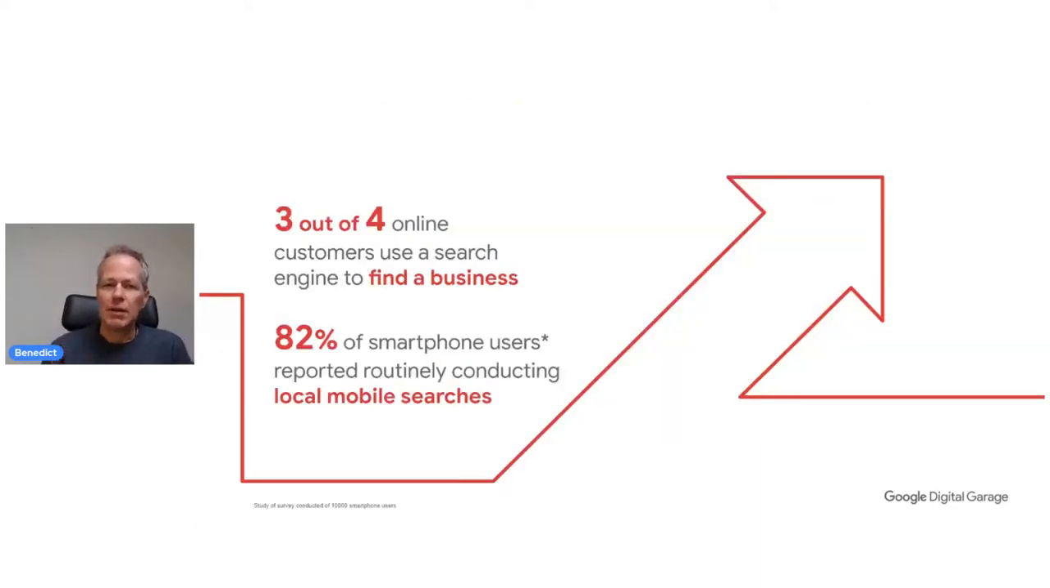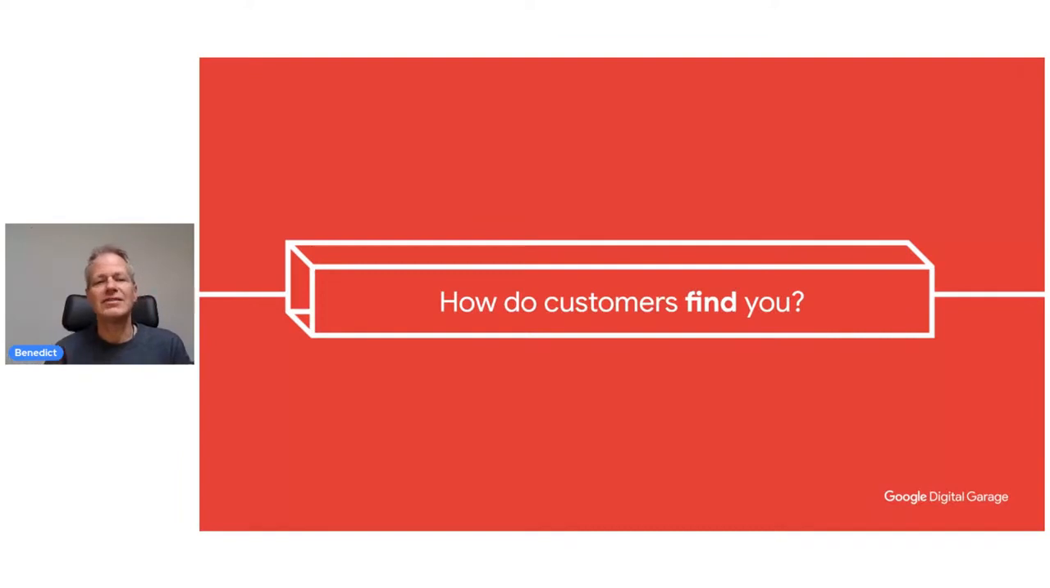Now, a couple of the different stats we have here. 3 out of 4 online customers use a search engine to actually find a business. So, of course, putting you on the map is a very important element. And 82% of smartphone users reported routinely conducting local mobile searches, particularly because people are using mobiles more and more. Finding the different stores or businesses within the area is often a very important element. So putting yourself on the map is very important. Okay, so how do customers find you?